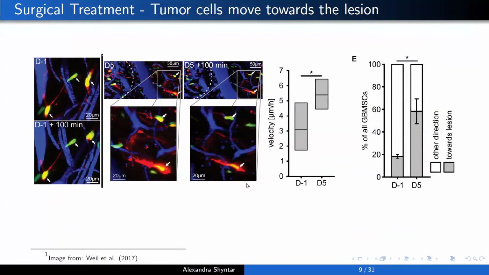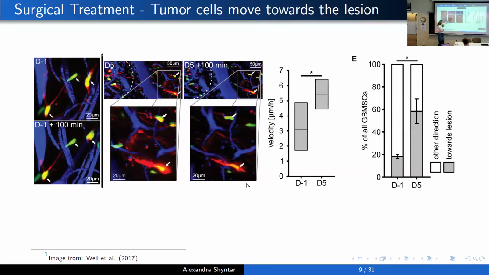After doing the surgical treatment, they also took a closer look at what the cells are doing. For these images, they're just looking at how the cells are moving. The day before the surgery, they're tracking these 3 cells. After 100 minutes, they haven't moved anywhere, so they're just diffusing. On day 5 post-surgery, they're tracking these 2 cells, and in the next image after 100 minutes, the cells have moved to the right slightly. So they're seeing that the cells are actually moving towards the lesion.